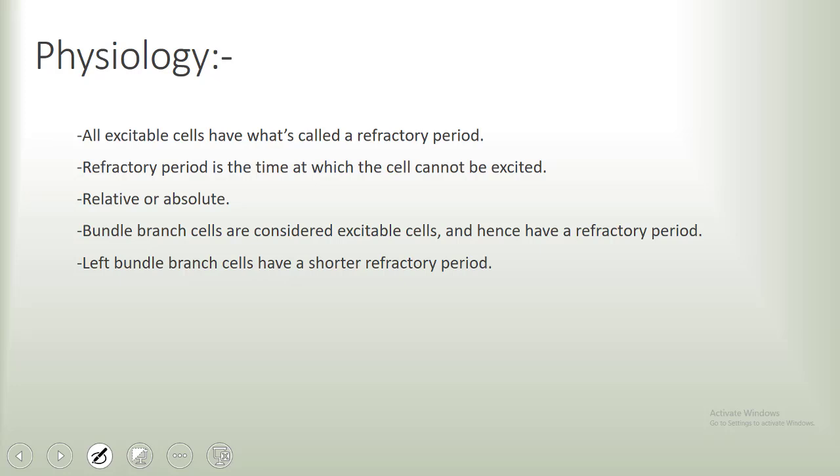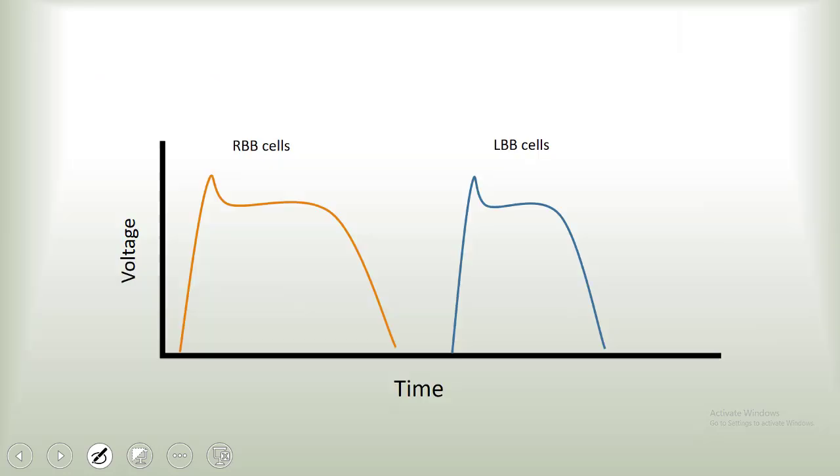The key concept in order for you to understand this Ashman phenomenon is that the left bundle branch cells actually have a shorter refractory period than the right bundle branch cells. Now if I demonstrate this in this diagram, if I draw the right bundle branch cells and the left bundle branch cells' depolarization and repolarization, it's going to look something like this.